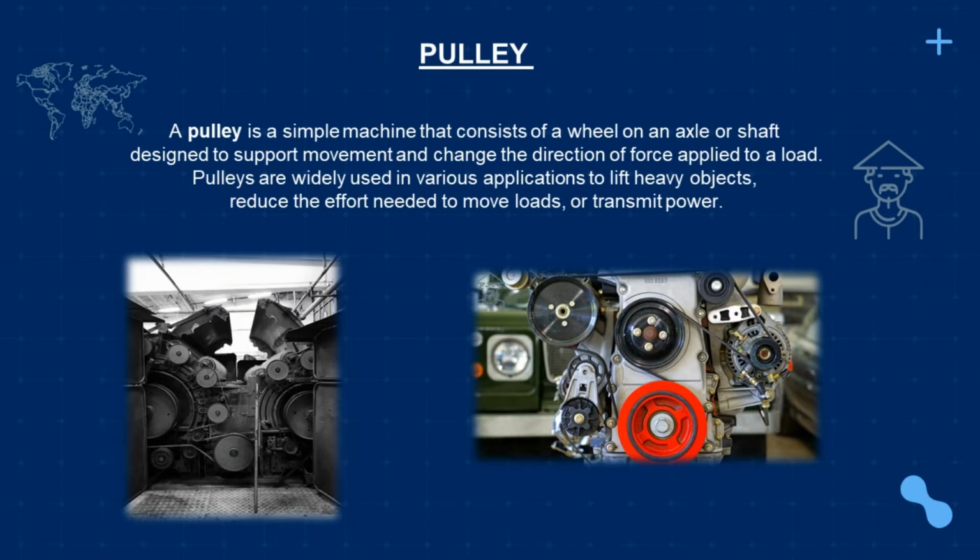Pulley. A pulley is a simple machine that consists of a wheel on an axle or shaft, designed to support movement and change the direction of force applied to a load. Pulleys are widely used in various applications to lift heavy objects, reduce the effort needed to move loads, or transmit power.